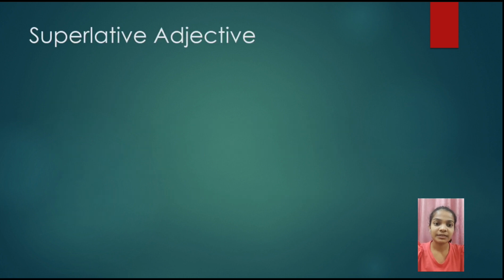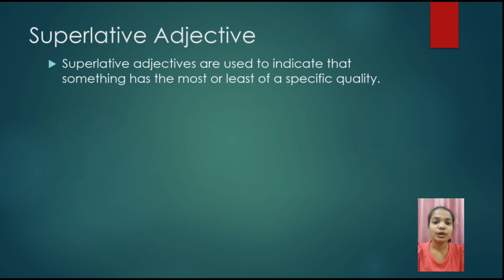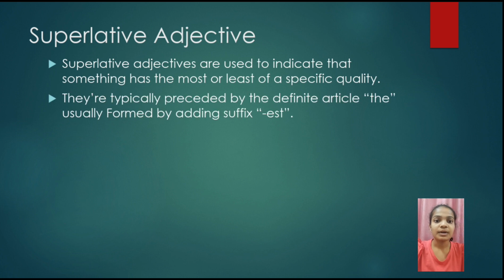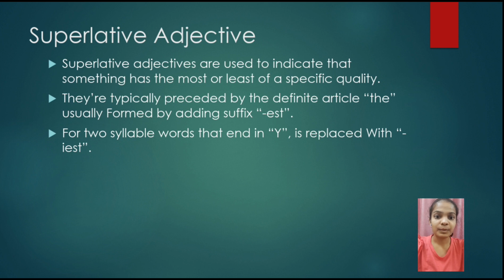Superlative adjective. Superlative adjectives are used to indicate that something has the most or least of a specific quality. They are typically preceded by the definite article the, usually formed by adding the suffix est. Two-syllable words that end in y, the y is replaced with iest.